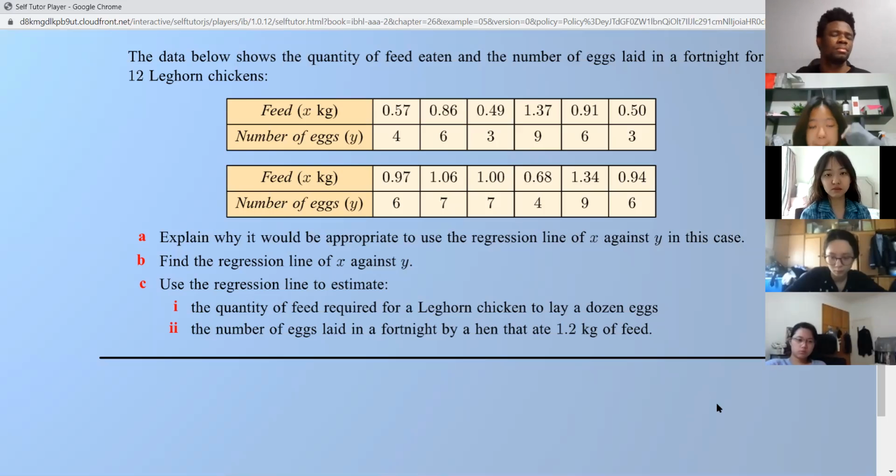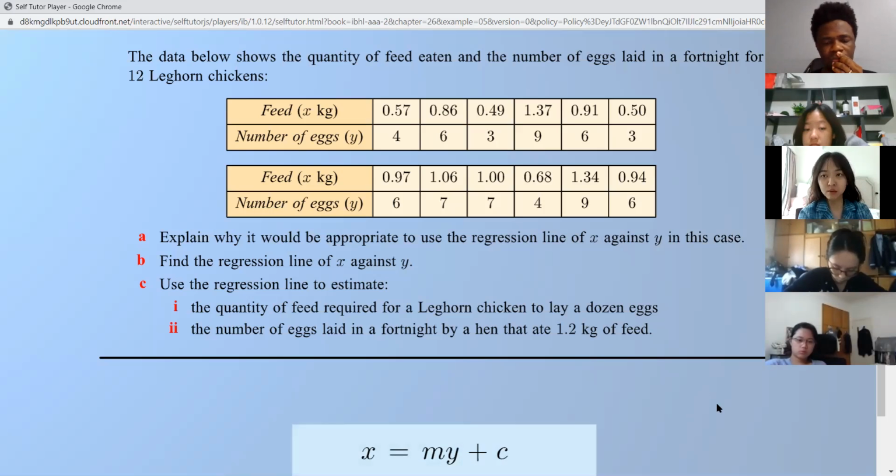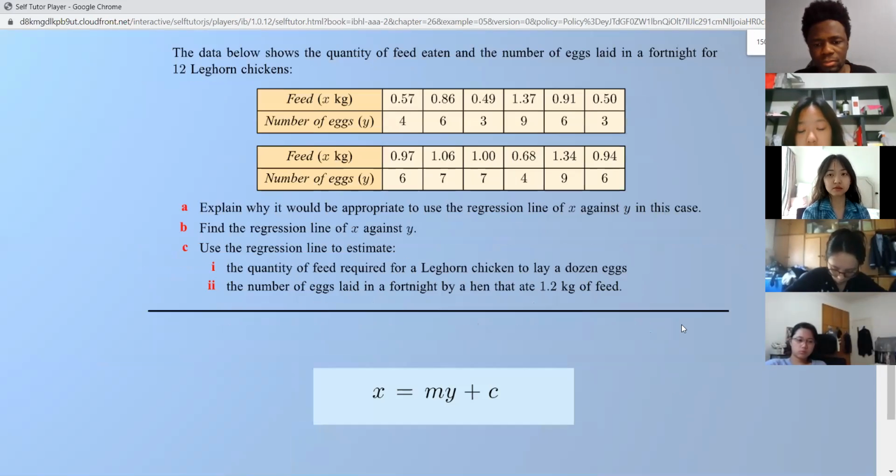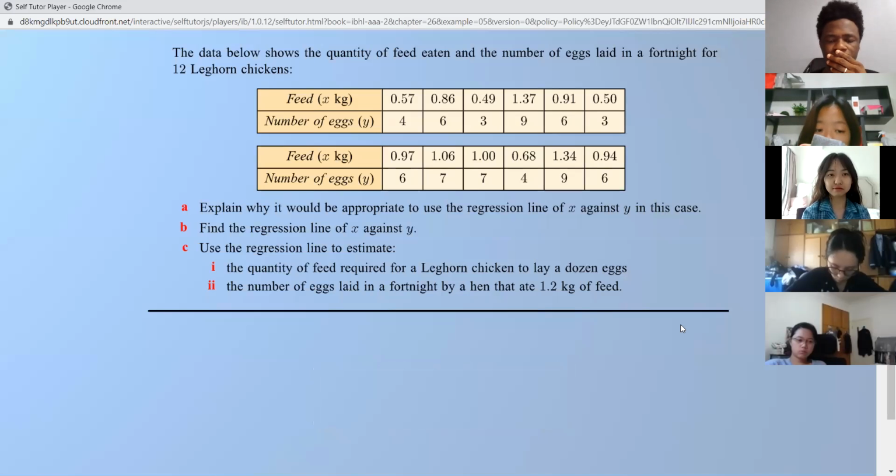In an experiment where the y values can be more precisely measured than the x values, it may be appropriate to use the regression line of x against y. This means that we minimize the horizontal distances of points from the line, so that all of the error is associated with the variable x.